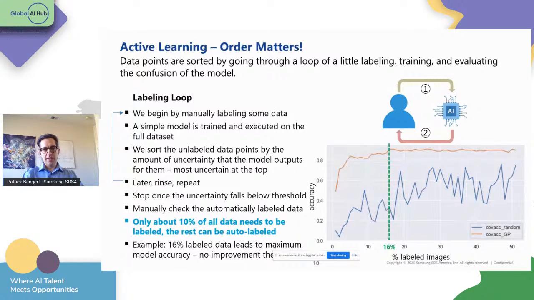So what we're talking about here is not getting a model with the maximum accuracy. We're talking about getting a model with the maximum accuracy as fast as possible in terms of the amount of effort of labeling data. So active learning can reduce the amount of human effort that we put into labeling a data set from 100% down to 16%. So you save yourself a great deal of effort.